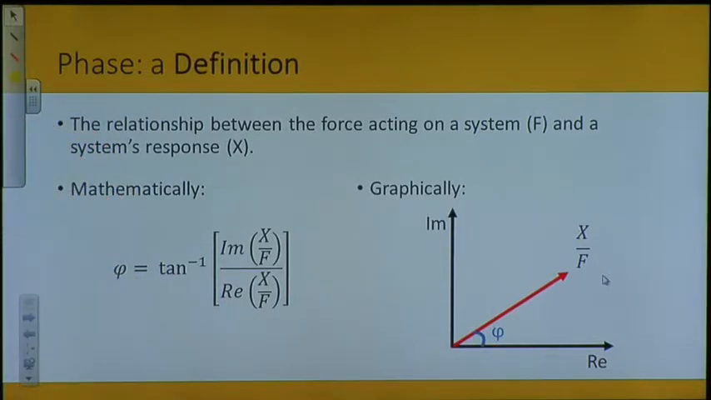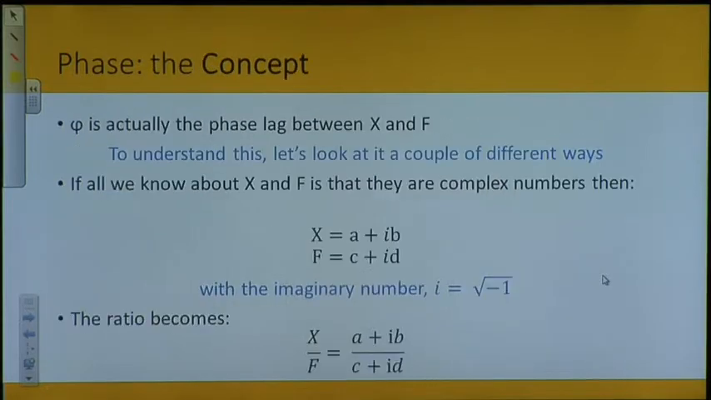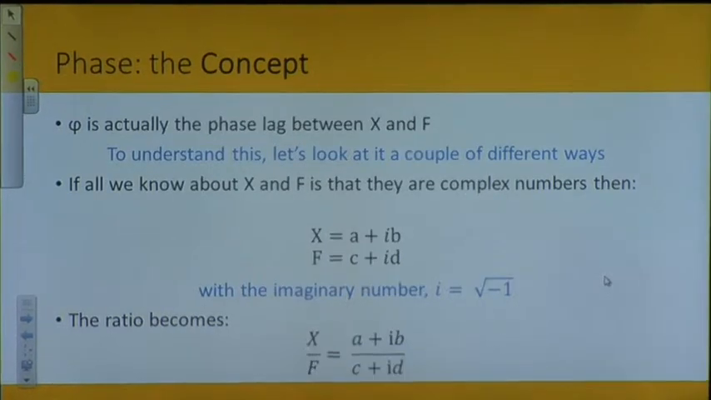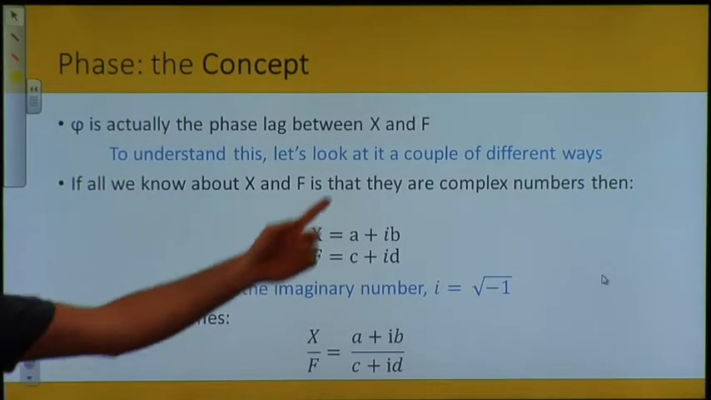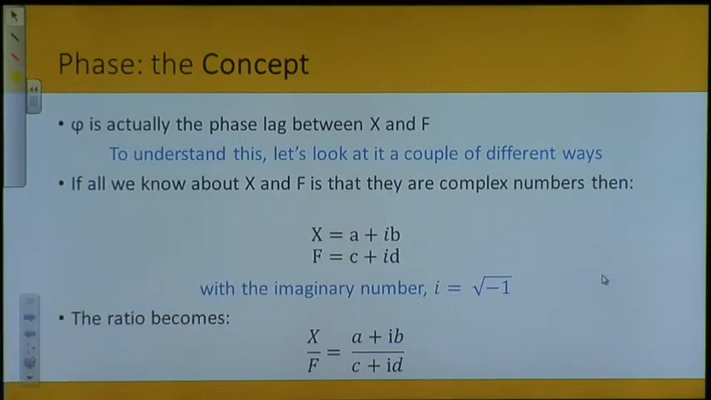Like I said, this is convenient theoretically and for solving derivations or what have you in vibrations, but conceptually it doesn't really mean a whole lot. So what does this mean conceptually? Well, phase, or phi, is actually the phase lag between the response and the excitation force. First we're going to develop a way of looking at it that is entirely based on the fact that X and F are complex numbers. That's the only thing we know about them.